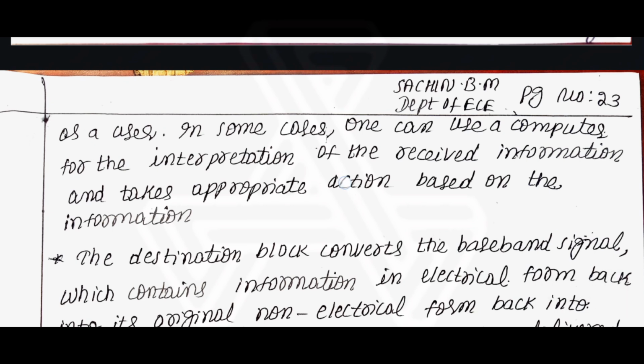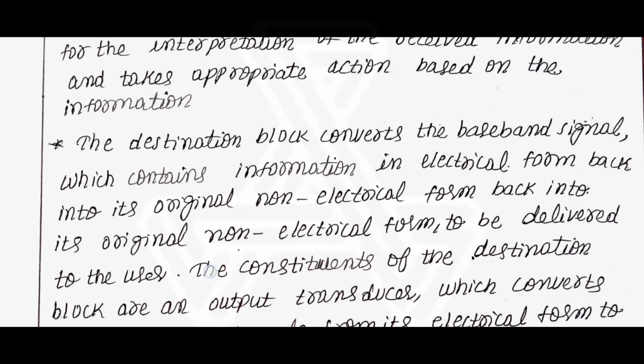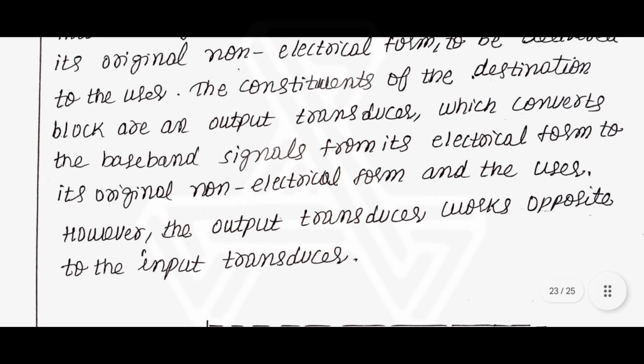In some cases, one can use a computer for the interpretation of the received information and take appropriate action based on the information. The destination block converts the baseband signal, which contains information in electrical form, back into its original non-electrical form, to be delivered to the user. The constituents of the destination block are an output transducer, which converts the baseband signal from its electrical form to its original non-electrical form, and the user.